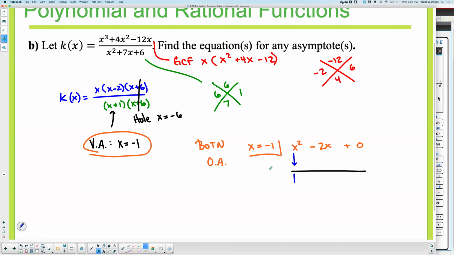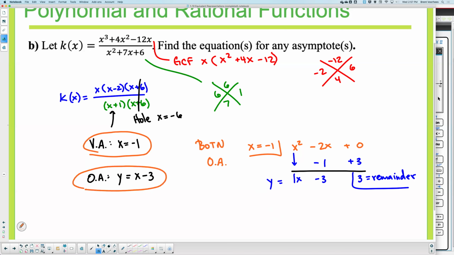So my 1 drops. 1 times -1 is a -1. This becomes a -3. -3 times -1 is a +3. That is my remainder, and that's what I'm expecting to have as a remainder because it's not a factor. It's an asymptote, not a factor. So this was x squared, this is an x now. Since it's not a fraction, I don't have to worry about dividing. That's going to be my equation right there. I'll go ahead and just rewrite it one more time. My oblique asymptote will be y equals x minus 3. And that's that equation there.